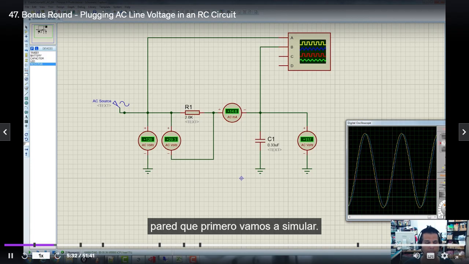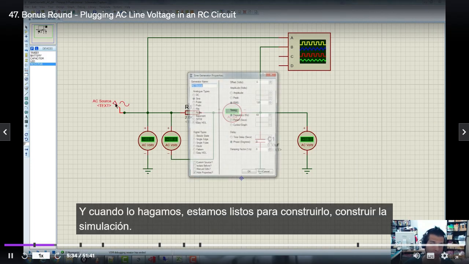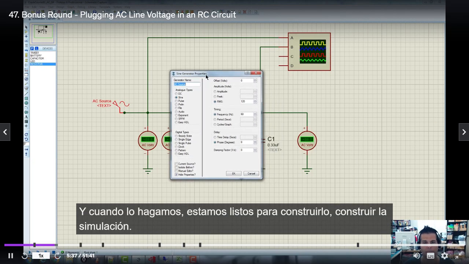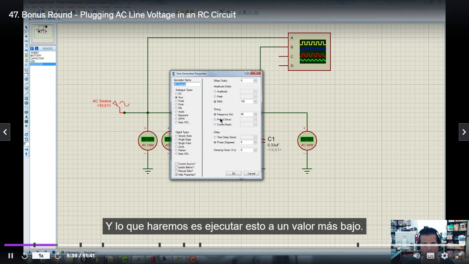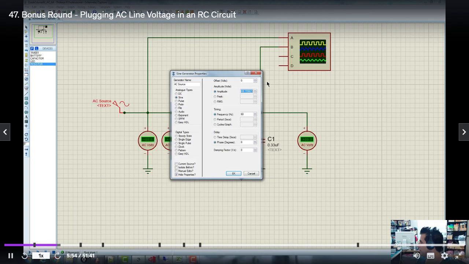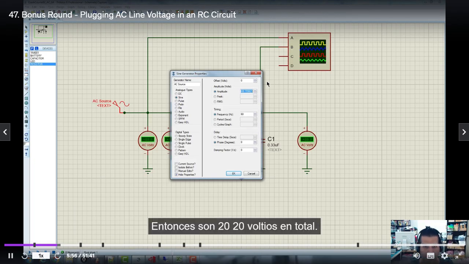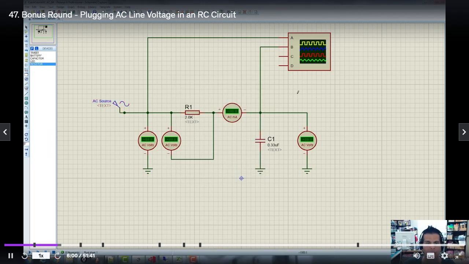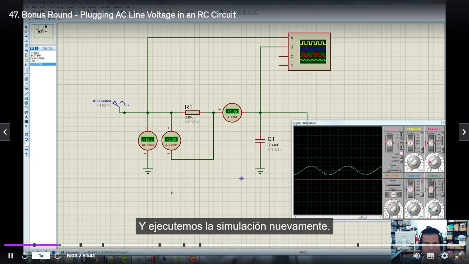But first, we're going to simulate it. We're going to build the simulation, and what we're going to do is run this at a lower value. So in our case, our signal generator goes up to 20 volts peak to peak, I believe is the value. Yeah, so it's 20 volts total. So we're going to say 20, okay? And let's run the simulation again.